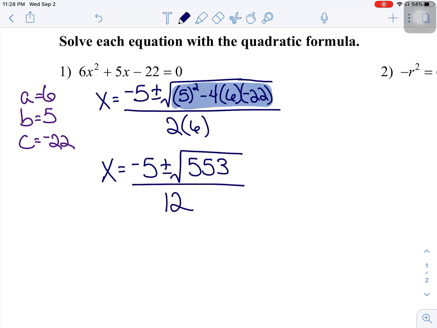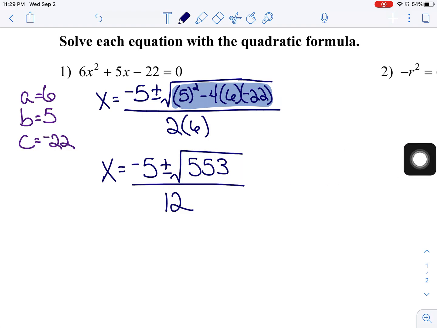Now, depending on what the expectation is for the problem, you may need to simplify this square root. For my purposes, all I'm going to be looking to do is see, is the square root a perfect square? If it is, then I will simplify further. If it is not a perfect square, I'm just going to let it be the square root of, in this case, 553. So how do I know?